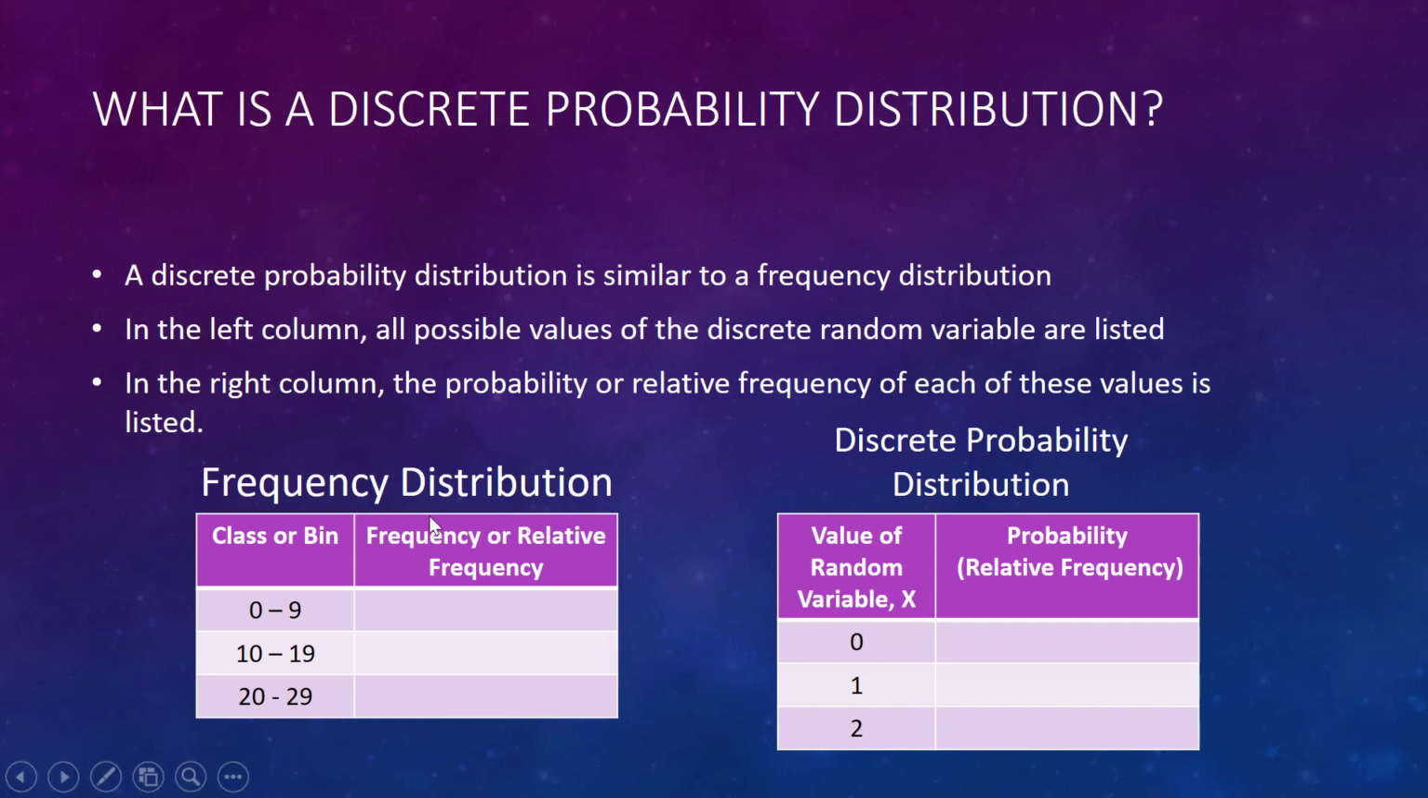So that's one difference. Can you see a similarity? One similarity is that the right-hand side is usually a frequency or relative frequency. Over here, for a discrete probability distribution, it has to be a probability or relative frequency. In other words, a number between 0 and 1. If you're working with a frequency distribution, it could be a count or it could be a relative frequency.